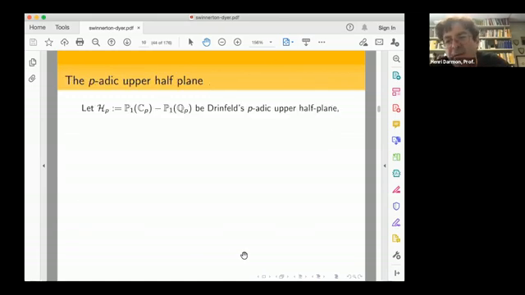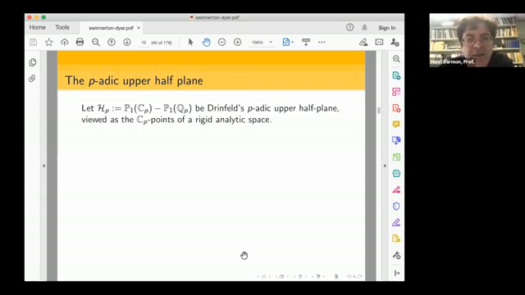Now I want to talk a little bit about further geometric structures that we can associate to this Bruhat-Tits tree and eventually to its quotient by this discrete group. Namely, we're going to consider the Drinfeld p-adic upper half plane, which as a set can be defined as the complement of the projective line over Q_p inside the projective line over C_p. And it can also be viewed as a rigid analytic space. So it can be viewed as the C_p points of such a rigid analytic space.